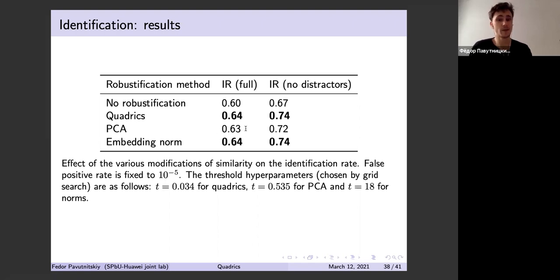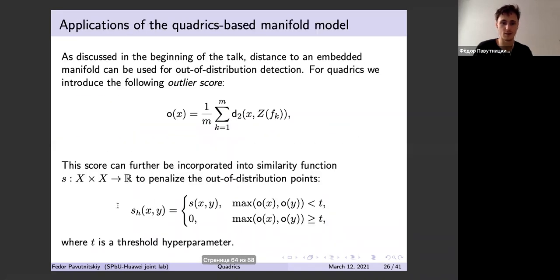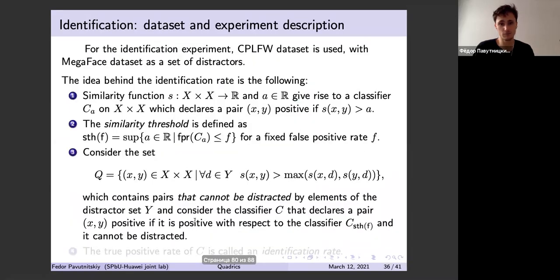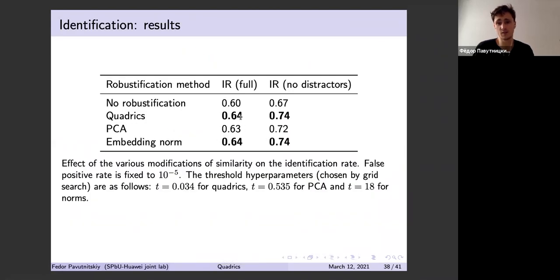So in some sense, any robustification method works. By robustification method, I mean this one: thresholding the similarity if one of the points has a big outlier score. So it turns out that actually, any robustification method works quite well. The difference is 1%. In this strict protocol, it's important, but in the relaxed protocol with distractors and negative pairs, it's smaller.